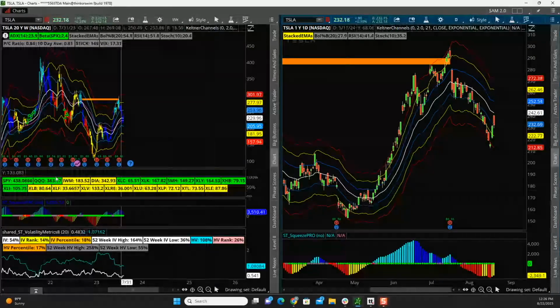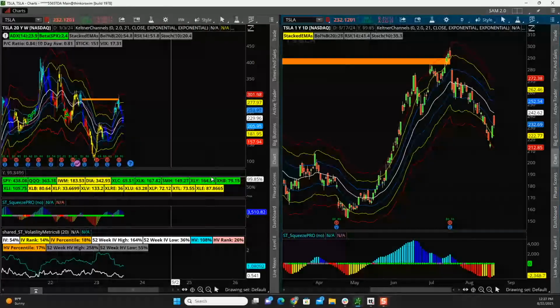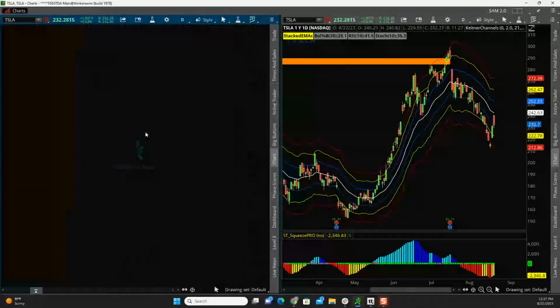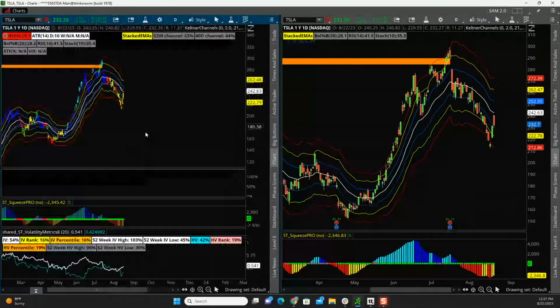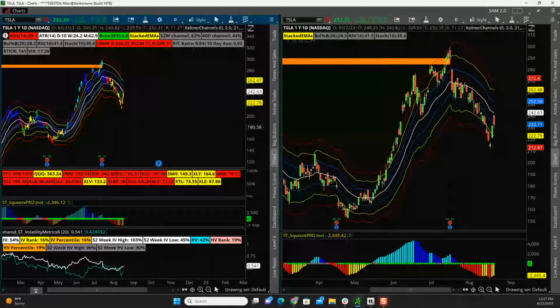If you look at the sectors from a weekly perspective, everything is still looking bullish, because that's the bigger picture. But if we go to the daily time frame, then everything is obviously looking a little bit more bearish. So yes, you just change the time frame from there.